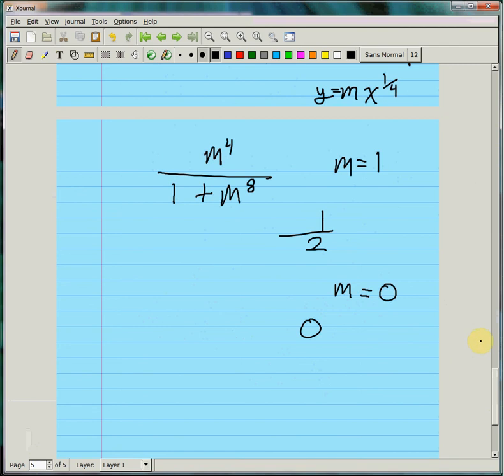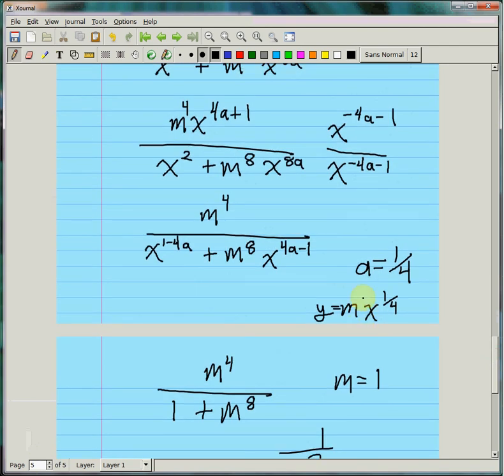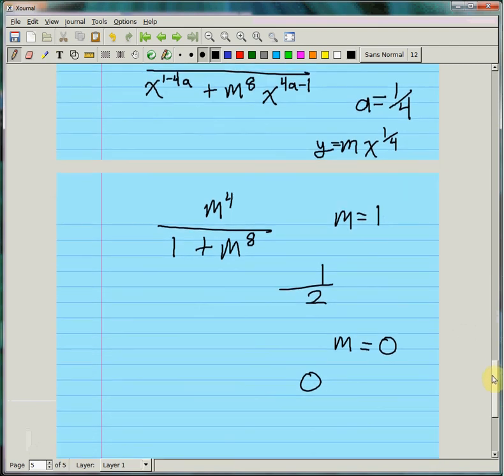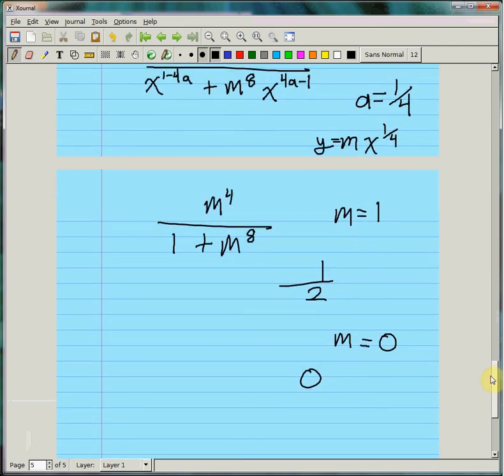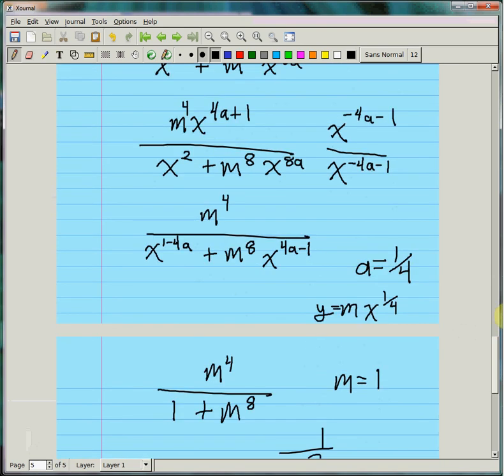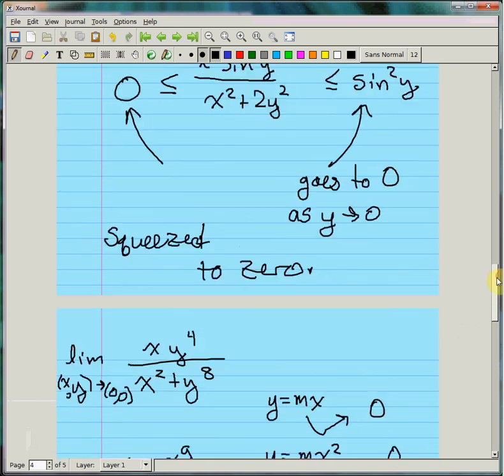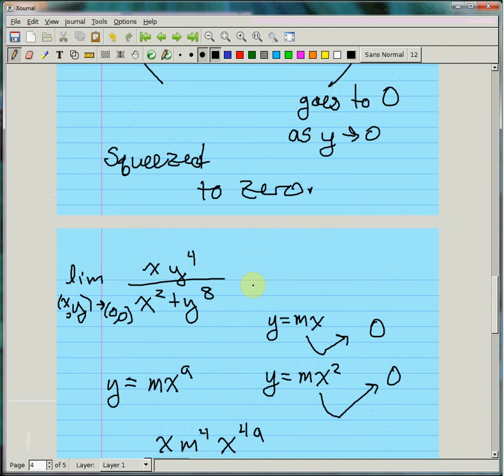So by changing m, you're changing the route along which you approach the origin, and as you make those changes, you're getting different limits, and therefore the limit does not exist, because you can approach the origin two different ways and get different answers. So this is D and E. That one was kind of hard. I'm going to stop the video.